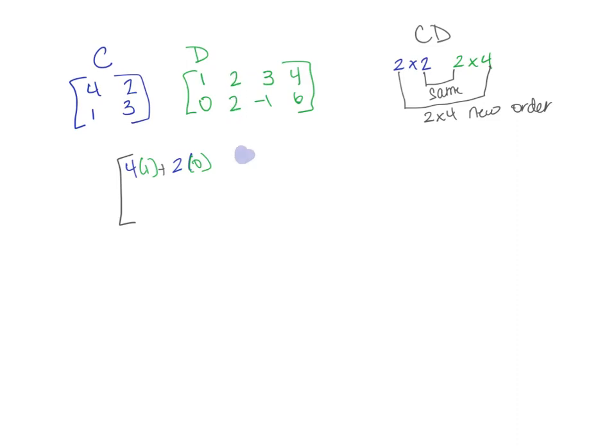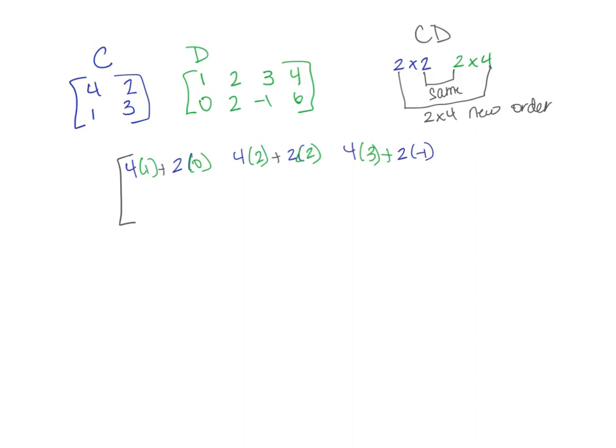So I'm going to have, not a highlighter, we're going to go to the pen, 4 times 2 plus 2 times 2. Then I'm going to keep going across. So I'm going to look at my first row and now my third column. So I'm going to have 4 times 3 plus 2 times -1.